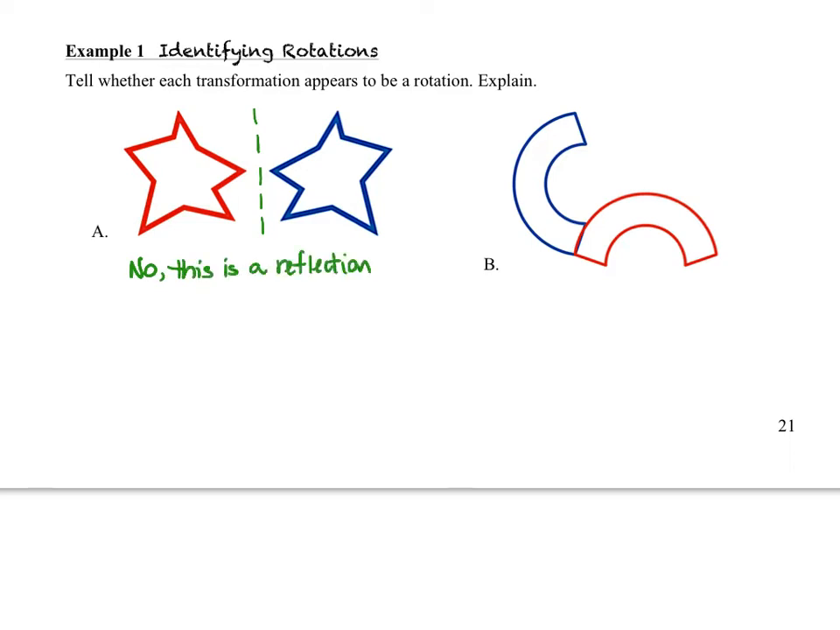When it comes to question B, we can see the shape. It's kind of like a C shape. It's not quite a half circle or a half of a donut, but we can see that there seems to be this point around which the blue figure rotated to become the red figure, or vice versa. So if we say we're starting out with the blue one, it looks like it rotated in the clockwise direction to become the red figure. So that one is a rotation.